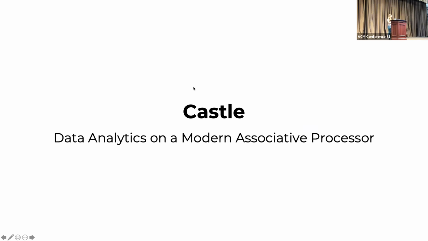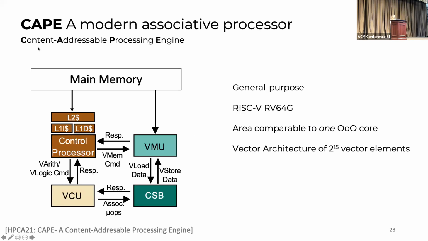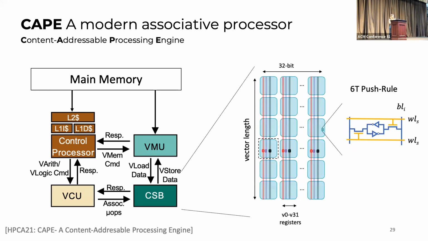So let's deep dive into our work Castle. As I said, we rely on this associative processor called CAPE, which is general purpose. It's RISC-V compatible with standard vector extensions, and it's comparable in area to one traditional superscalar out-of-order core. From the compiler's perspective or programmer's perspective, you could see this as a vector architecture of tens of thousands of vector elements. So we're not going to go into detail about each of the microarchitecture blocks here, but just know that the compute storage block, the CSB, is the main block containing all of these tens of thousands of associative arrays. And these arrays are composed of 6T push rule cells, which have a similar density to normal SRAM.